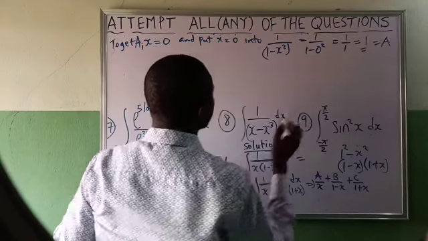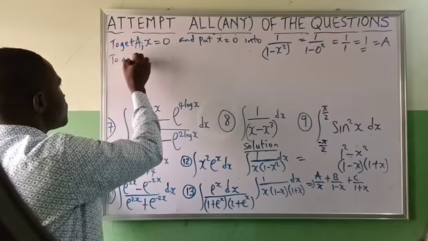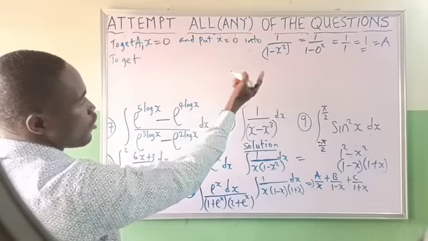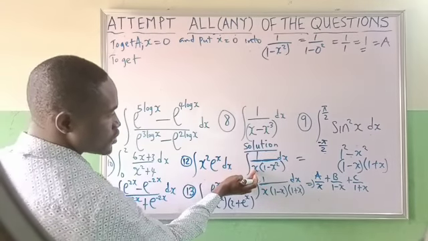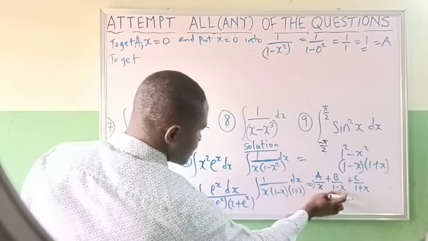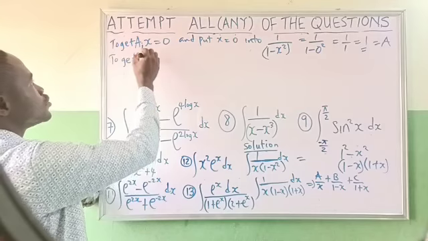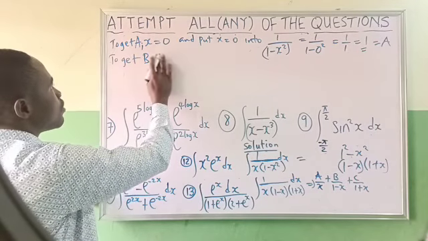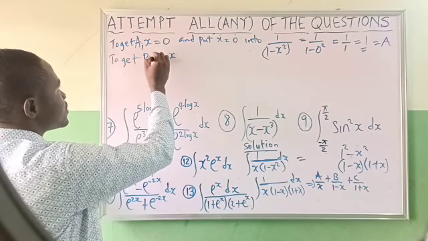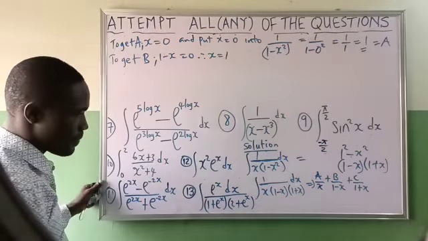So a is 1. Then to get b, this is what we call the cover-up method. When you make this equal to 0, you carry the remaining 1, which is 1 minus x squared, because this and this will give you 1 minus x squared. Use it to cover it up. To get b, make 1 minus x equal to 0. Therefore, x will be equal to 1.